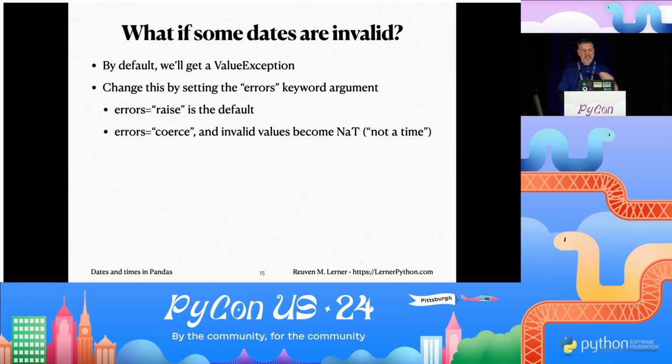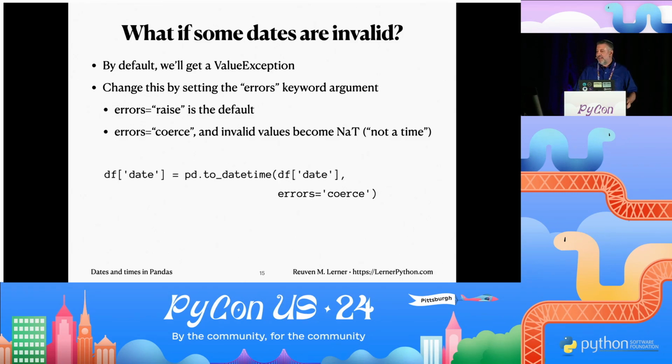We can also say errors equals coerce, and then we will get a value for each input row, but it's going to be set to NaT, not a time. This is very similar to not a number. It's sort of the equivalent. And so if I say here pd.to_datetime of df.date, errors equals coerce, I will get datetime values in df.date where the input string is a valid datetime value.